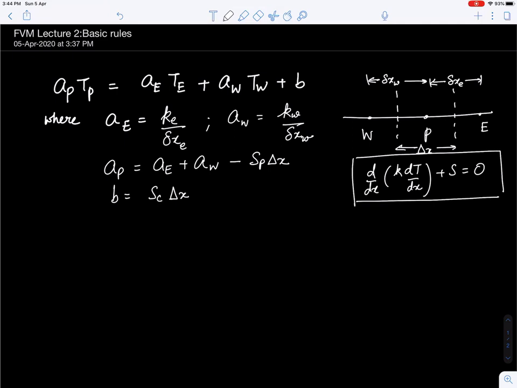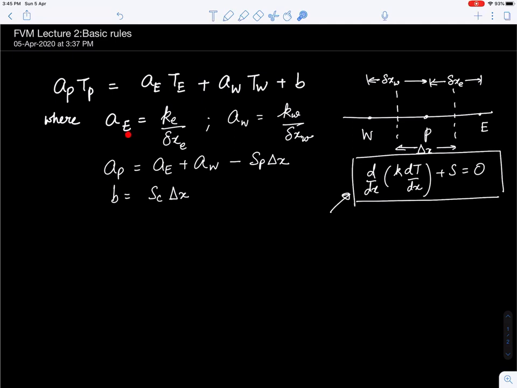So we discretized our system in the finite volume method. We created a volume, and we looked at integration of this governing equation on a small finite volume. And subsequently, we reached this equation where we could write the temperature at any point P in terms of its neighboring values, and a constant value B.